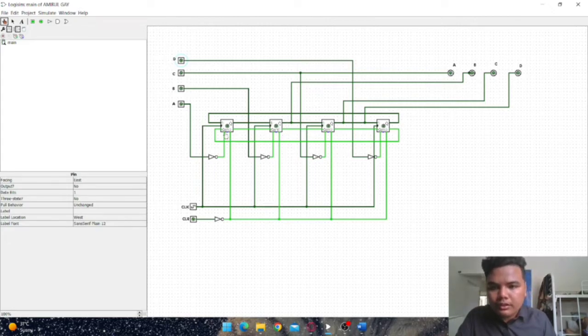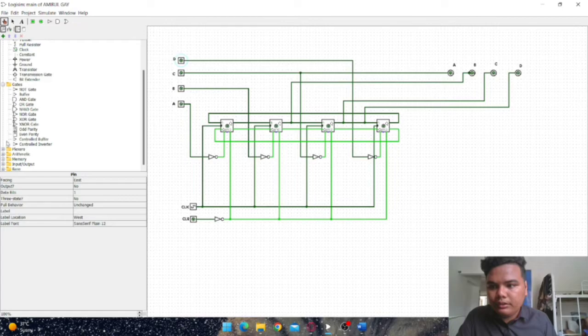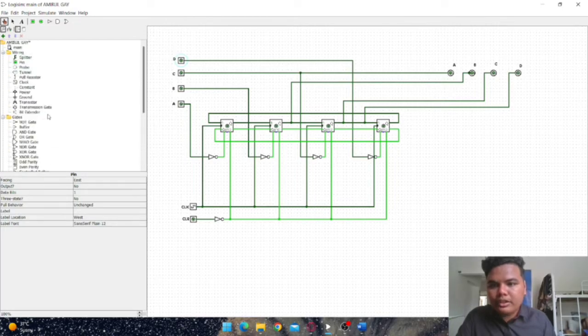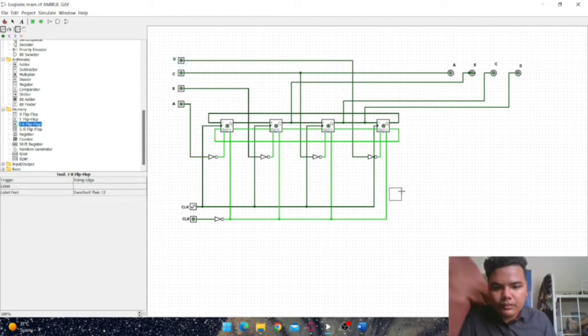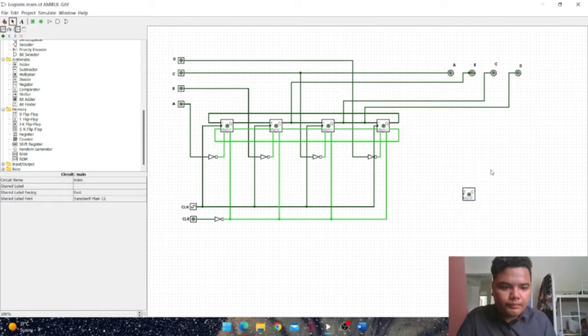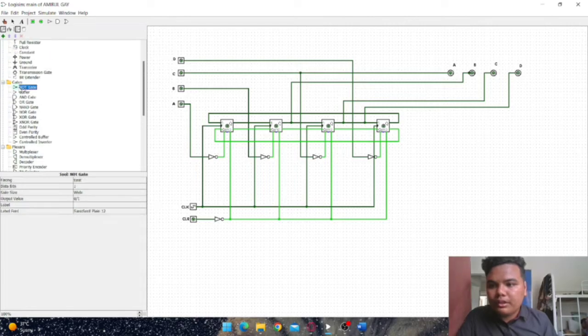First, we need to go to the project here to find the component. As you can see, to find the JK flip-flop, just go to the memory, and then you can find the JK flip-flop here. To find the component of an inverter, a NOT gate, just go to the gate and then you can find a NOT gate here.